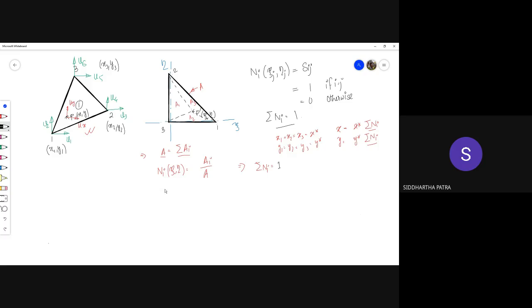Now the next thing. Now what is the value of Ni? By the way, I made one mistake. I didn't mention the coordinates in the natural coordinate system. This is how you take it in natural coordinates. It is 1, 0, this one is 0, 1, and this one is obviously 0, 0.